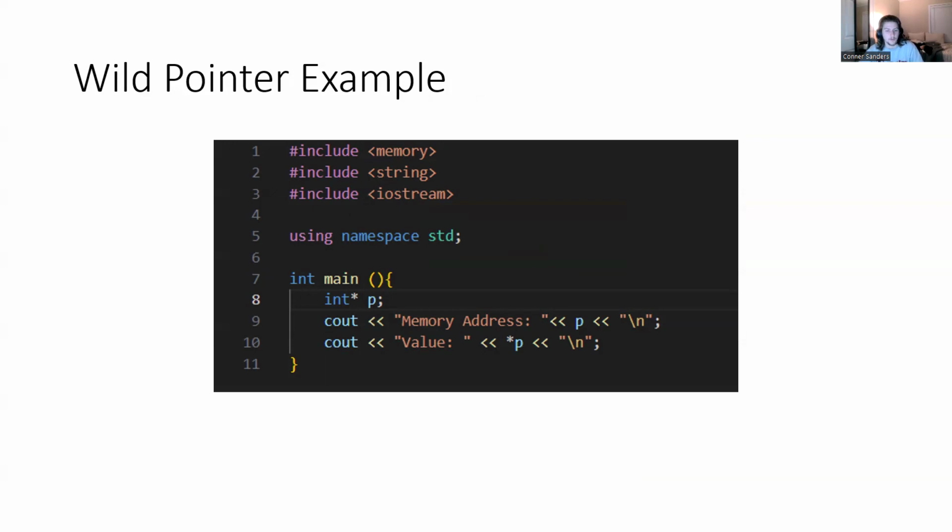Here I've declared a pointer, but haven't allocated any memory for it. This means that some arbitrary memory address is going to be used. And like I previously stated, the problem here is that we can't be sure where the memory address is or what is stored at the memory address.